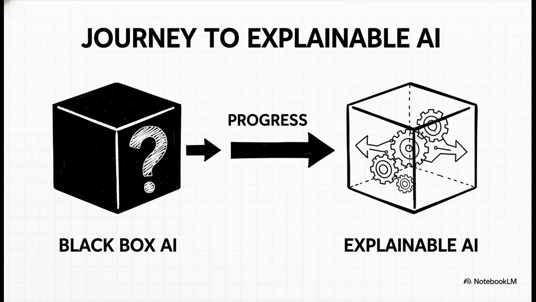Ultimately, solving this hallucination problem is a massive step towards what many people call the Holy Grail, explainable AI. We want to move away from a black box that we can't peer into and towards a transparent system where we can actually trace its reasoning and understand how it got to an answer. Building that trust is absolutely essential if these tools are ever going to become truly reliable partners for us.